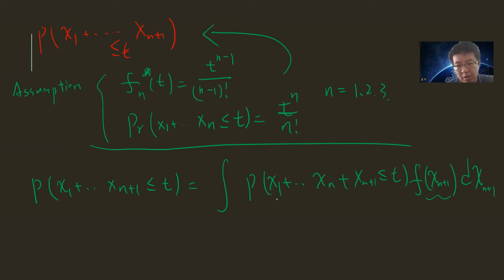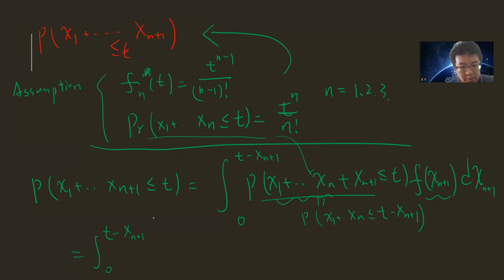Okay, and obviously this guy can at most go from 0 to t minus x_{n+1}. Then by this, I can write it as the integral from 0 to t minus x_{n+1} of the probability of x1 up to xn. So I can use the previous assumption, which tells me I can use this. So it becomes (t minus x_{n+1})^n over n factorial, and this is uniform random, dx_{n+1}.